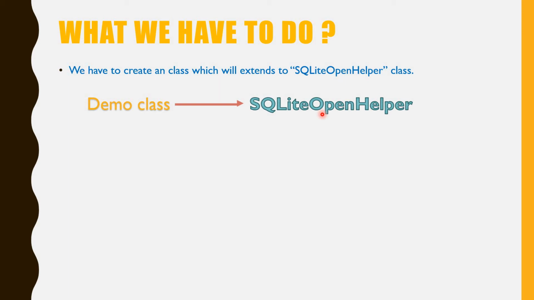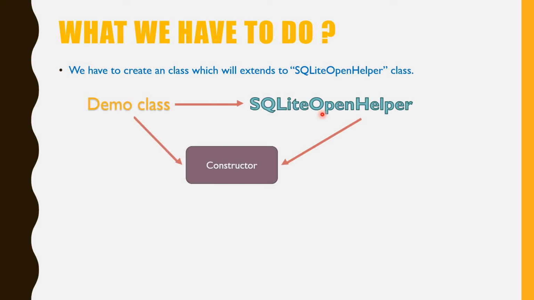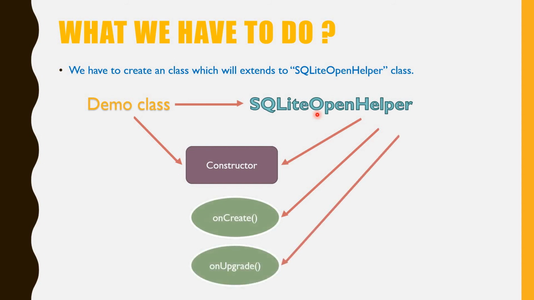Okay. So now it has a constructor which we have to implement in our demo class constructor by using super. You all know that in Java we use super to call our parent class constructor in our current class constructor, right? The same will be used here. Then next, there are two methods of SQLiteOpenHelper: one is onCreate and the second is onUpgrade, which the demo class has to implement. The onCreate method will create a new database, and the onUpgrade method will update the database.